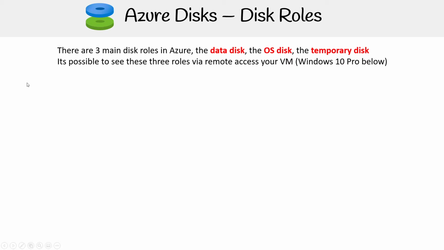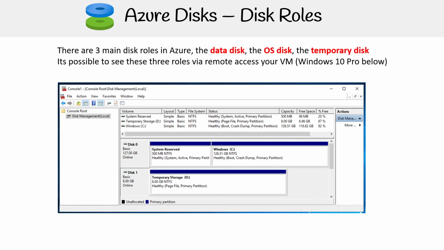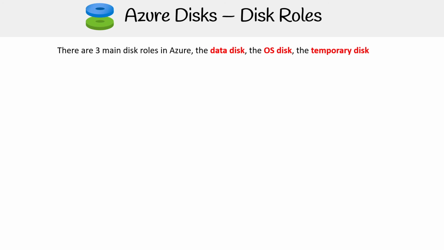So let's take a look at disk roles, and there are three types for Azure. We have data disk, OS disk, and temporary disk, and it's possible to see all these roles if you were to spin up a Windows 10 Pro server, went in remote access, and looked at the disk management. And so that is our drives that are attached to this virtual machine, and we have the OS disk, the temporary disk, and the data disk. If you're wondering what those three things are, that's what we're going to talk about now.